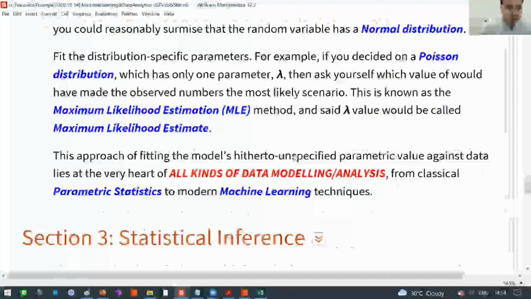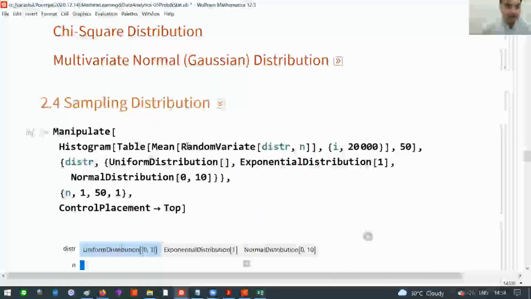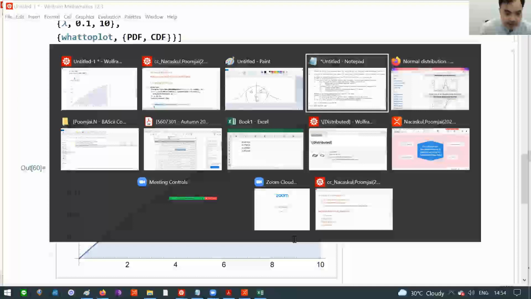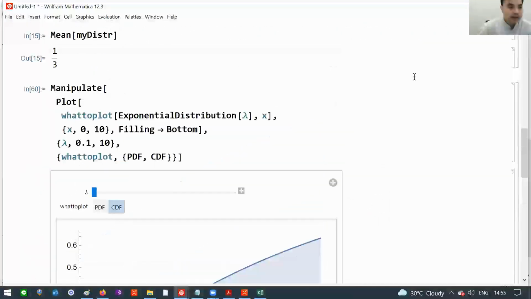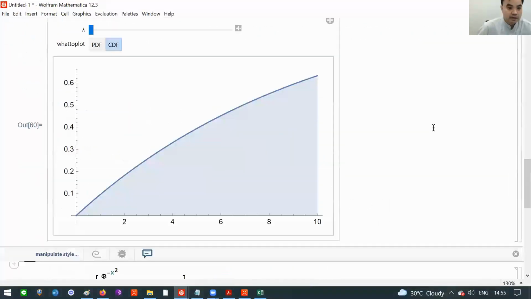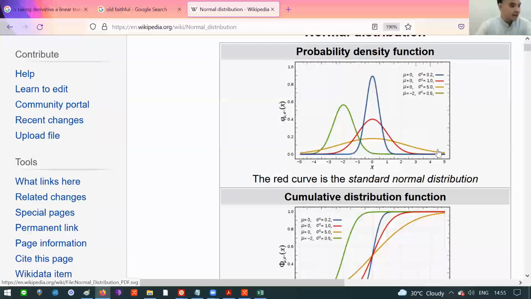Now, you can see that random variance is another thing. Whatever. So now, I want each one of you, as a class exercise, to do something like this.